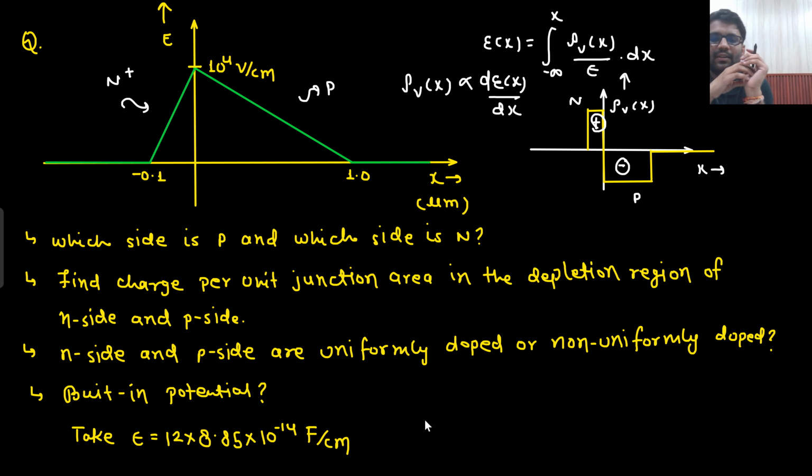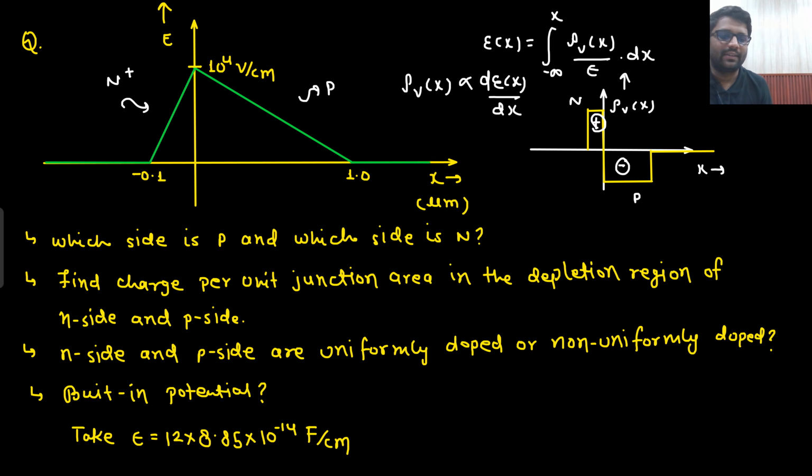Okay. Now what are they asking? Find the charge per unit junction area in the depletion region of the N side and P side. What you need to find out is the charge per unit junction area. So the second question is the charge per unit junction area.